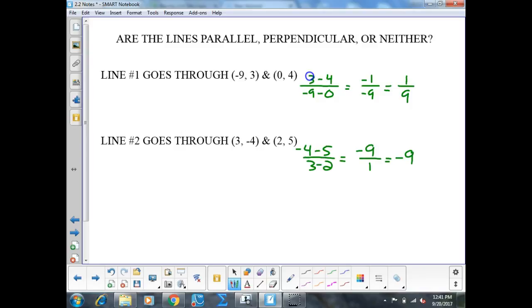Parallel? Not the same, right? Perpendicular? Yes. They are opposites: one is positive, two is negative. And they are reciprocals. 1 ninth flipped over is 9 over 1. So they are opposite and they are reciprocal. Therefore, they are perpendicular. Questions on that?